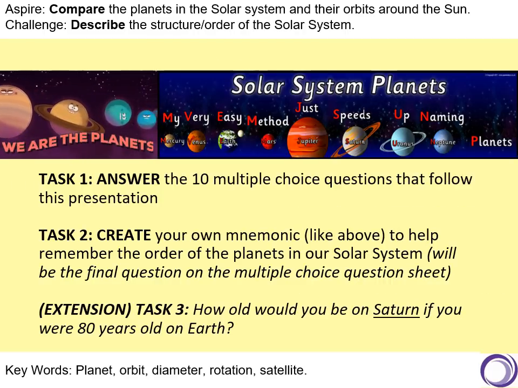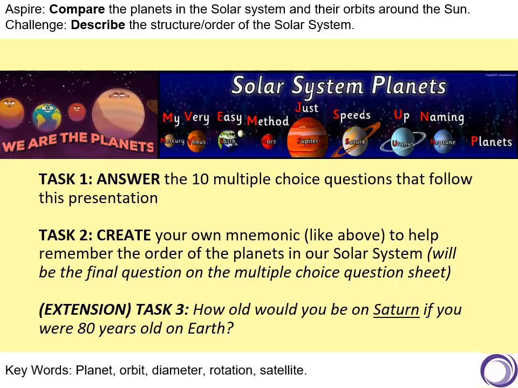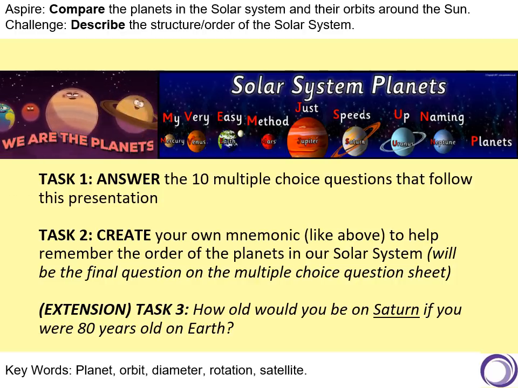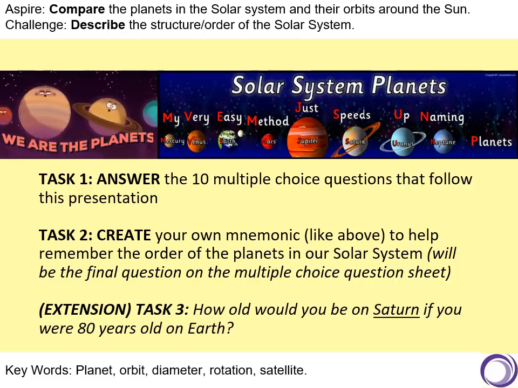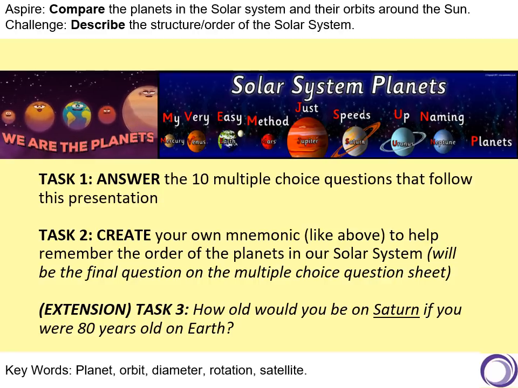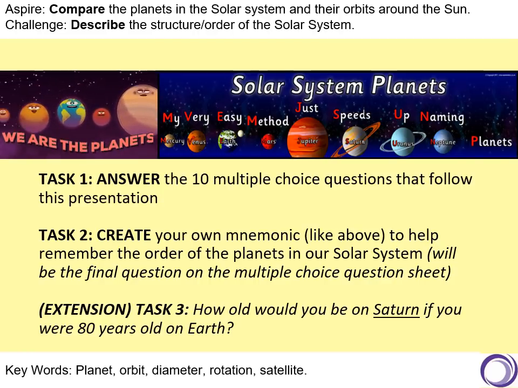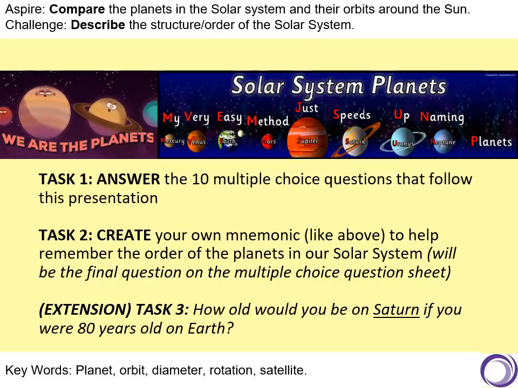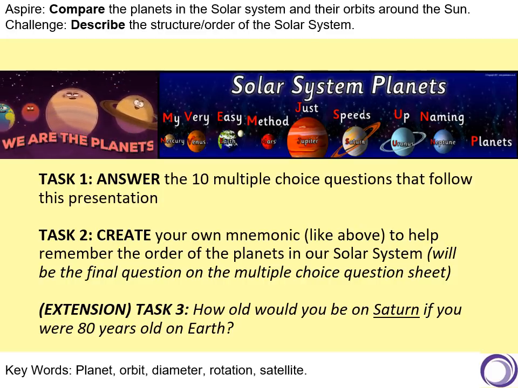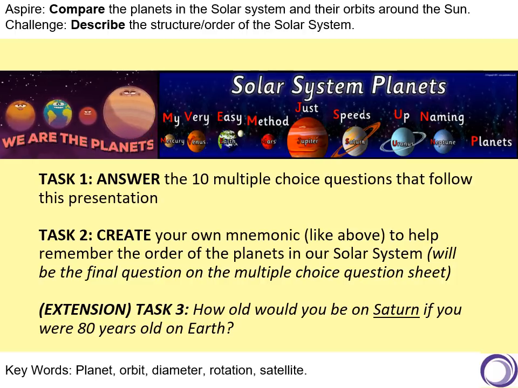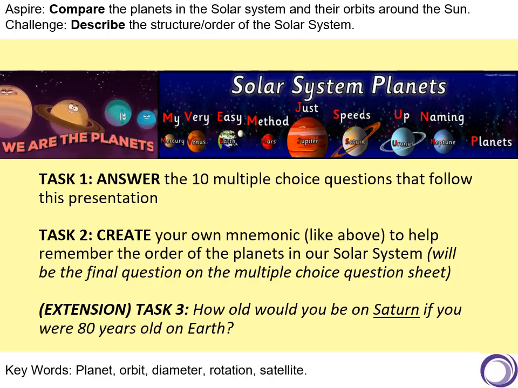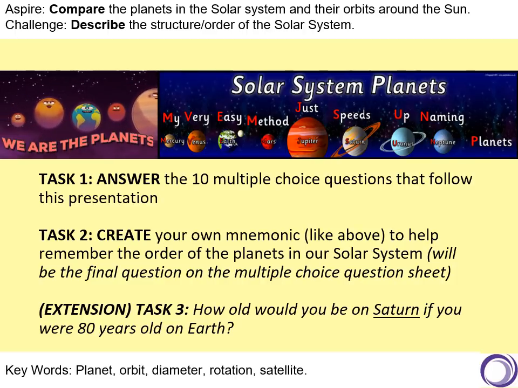So we come to the end of our journey of the solar system. We've gone through our 8 planets, and you can see my very easy method just speeds up naming planets. Now, it does say planets at the end, because that would have been for Pluto. However, we've gone through Mercury, Venus, Earth, Mars, Jupiter, Saturn, Uranus, and Neptune. The final slide after this is a summary slide. It has all the information that you require or should have collected during the lesson.